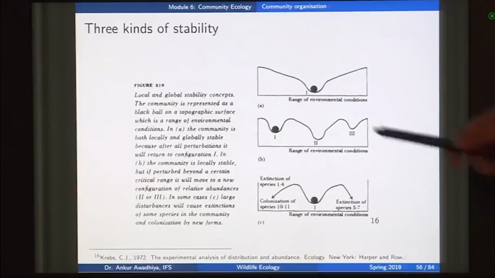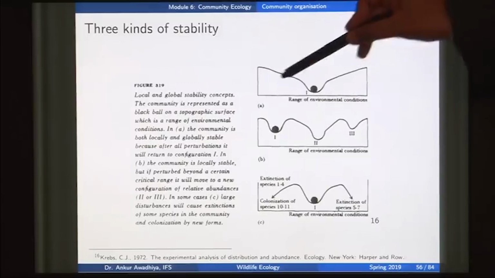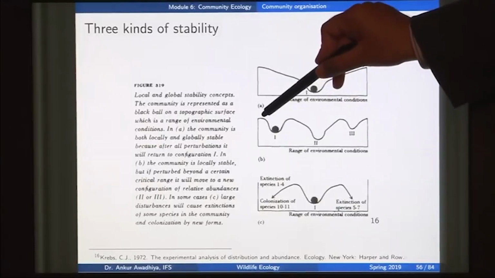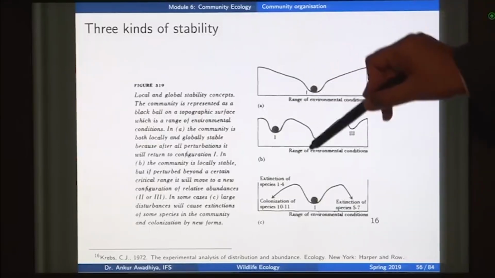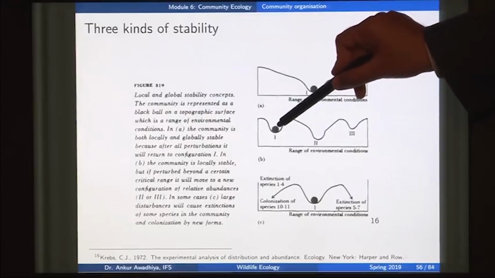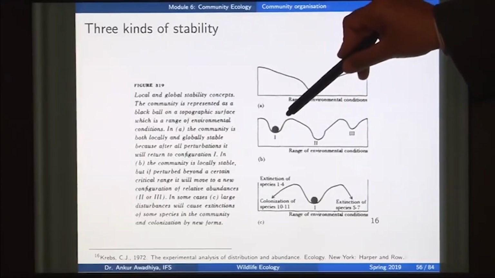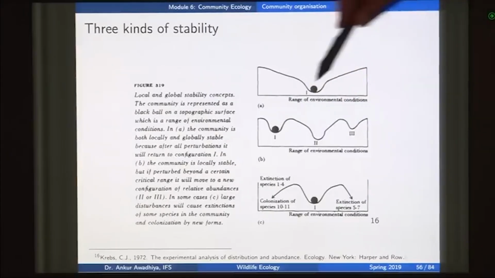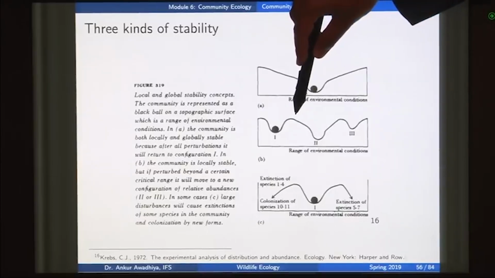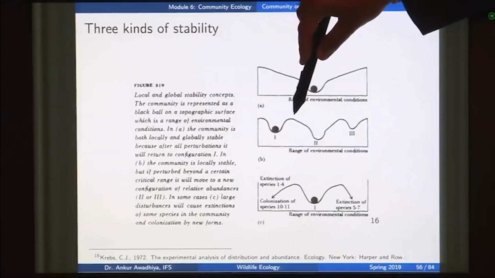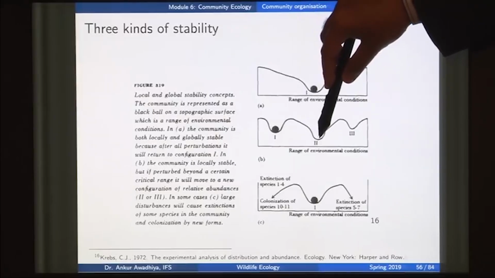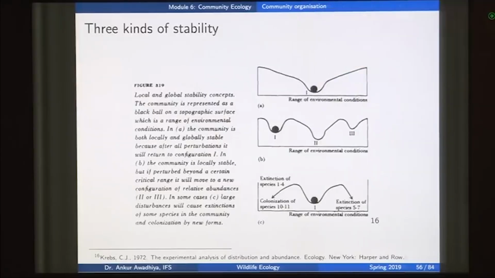Now, this second example is an example of local stability. In this case you have a ball here. If you push it in this direction, it will again come down here. If you push it in this direction, it will again come down here. But if you push it too far, if you bring this ball to this particular point, now it will not come back to this point, but it will start rolling in this direction and come here. In the context of a community, this is an example of local stability.